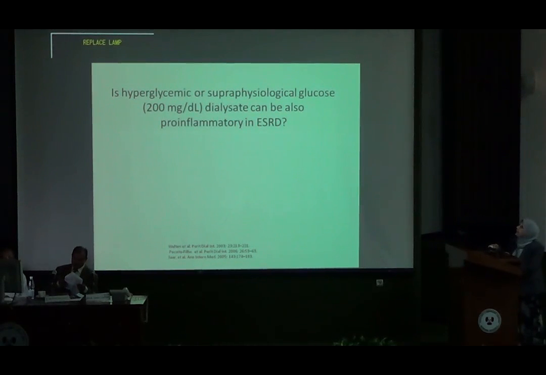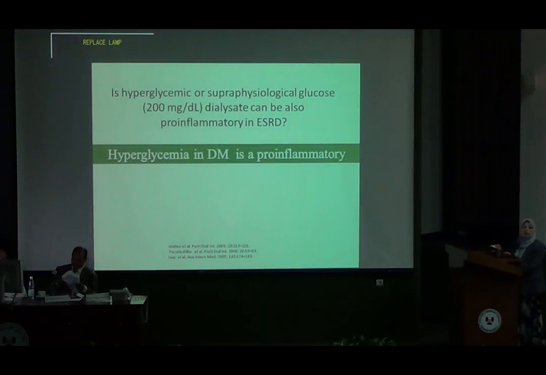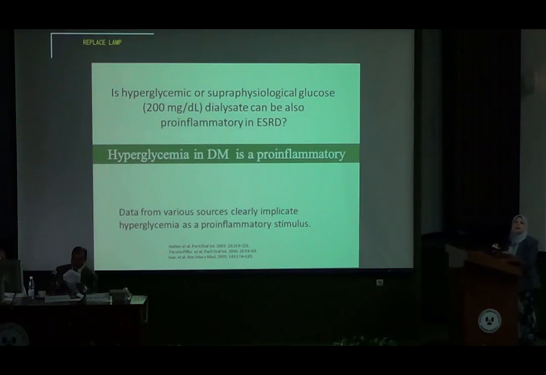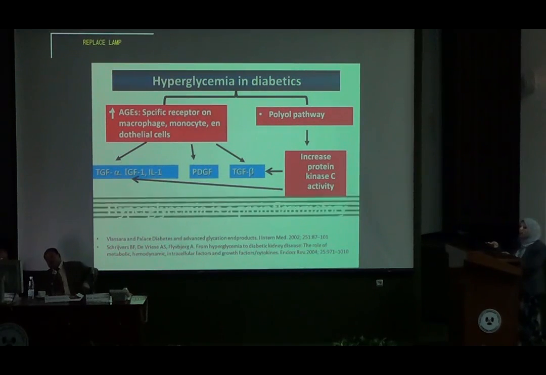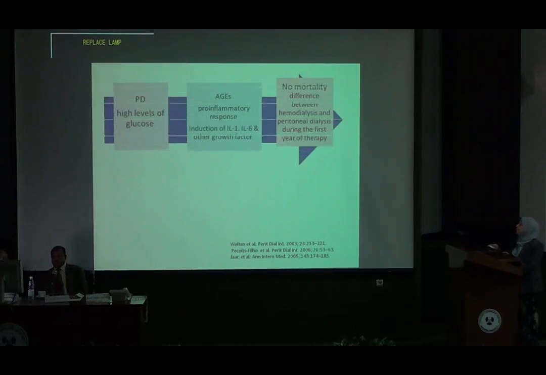What about the pro-inflammatory effect? Can hyperglycemia, supraphysiological glucose in the dialysate, be pro-inflammatory? We know that hyperglycemia is pro-inflammatory. This is a fact. Usually hyperglycemia anywhere may be pro-inflammatory. In diabetic hyperglycemia, it will increase advanced glycation end products, and this will lead to some cytokines like transforming growth factor alpha, insulin growth factor, interleukin 1, and also through the dual pathway, it may increase protein kinase activity, and this will increase some cytokines. So hyperglycemia is pro-inflammatory.